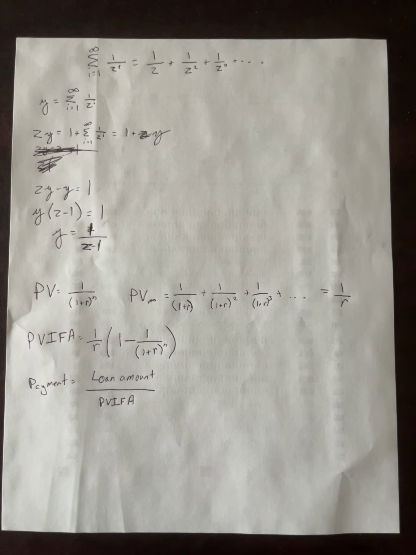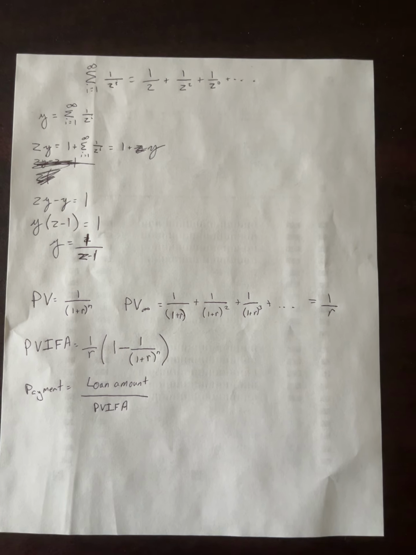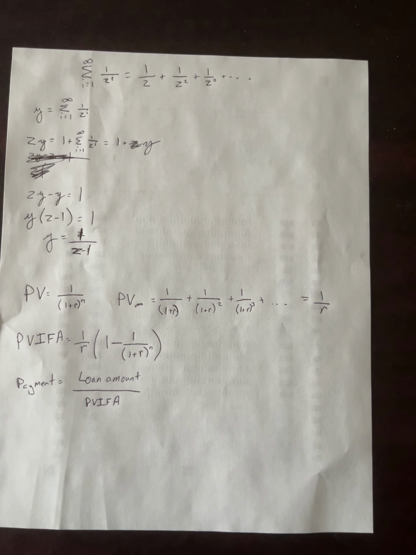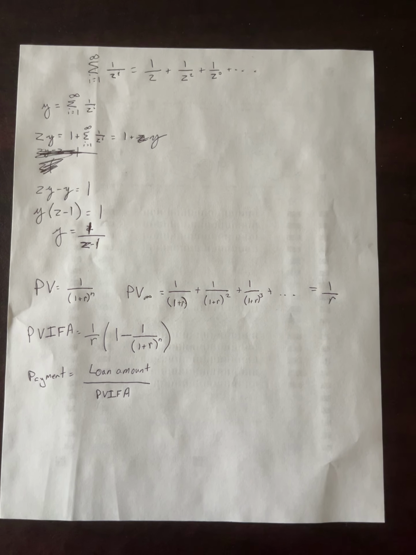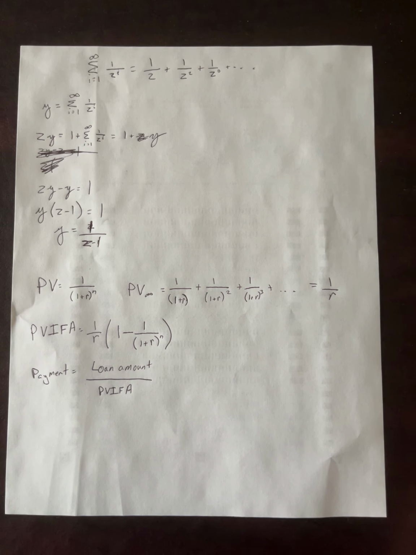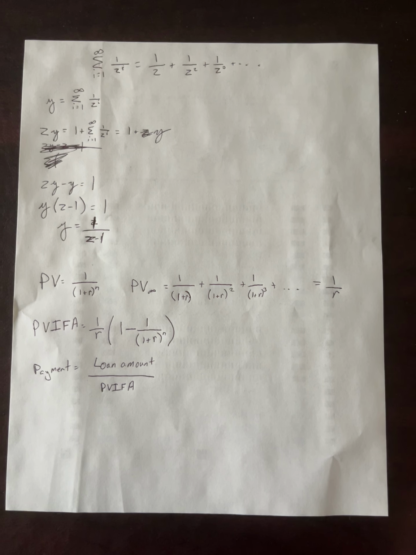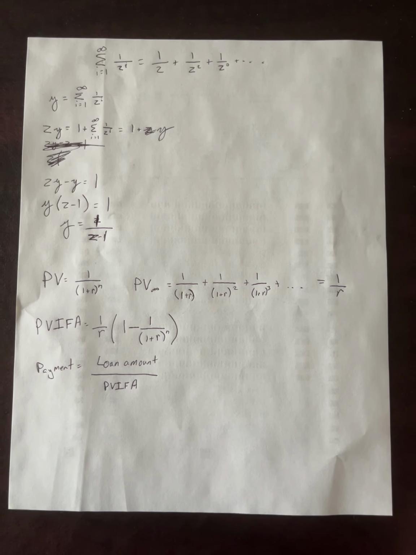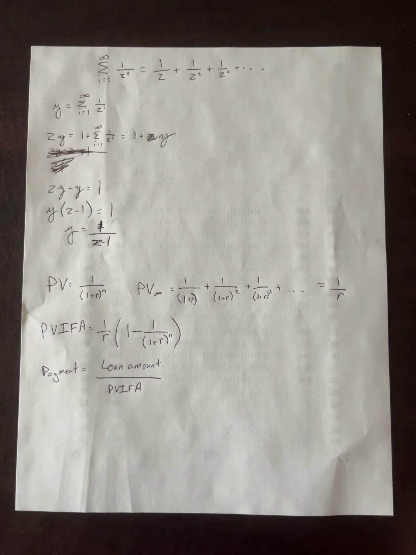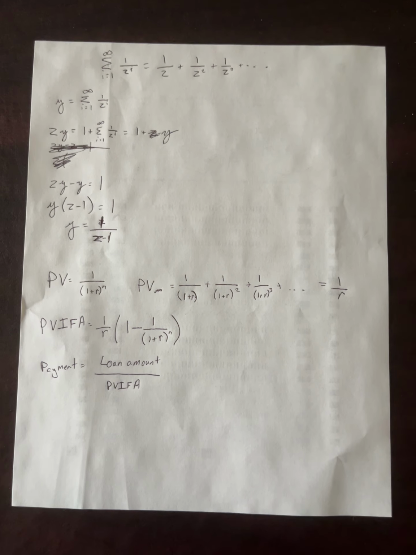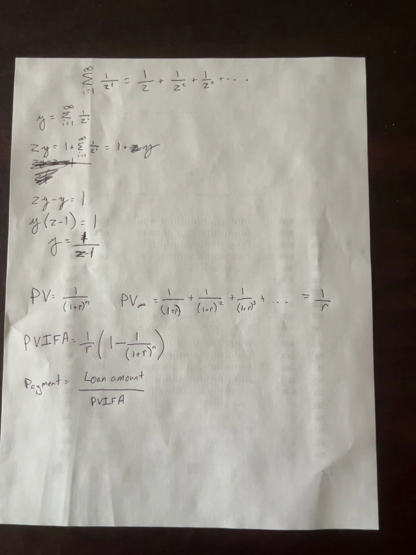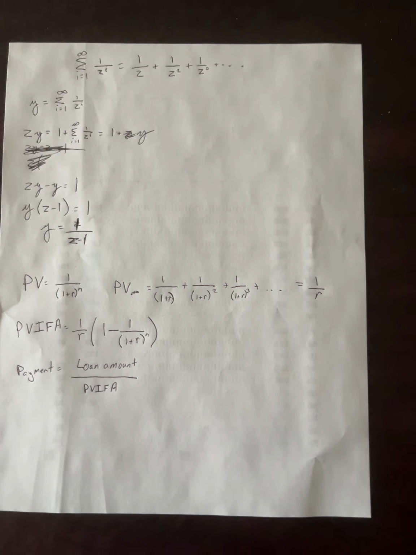So a perpetual income stream of a fixed amount would have a present value of 1 over 1 plus r plus 1 over 1 plus r squared plus 1 over 1 plus r cubed, and so on, which goes to 1 over r, which makes sense.